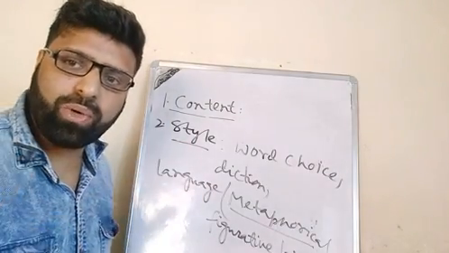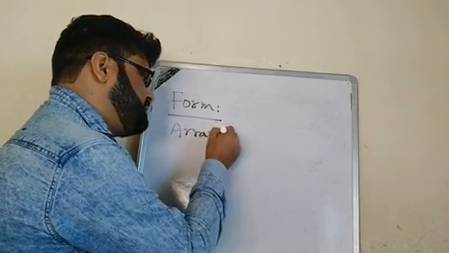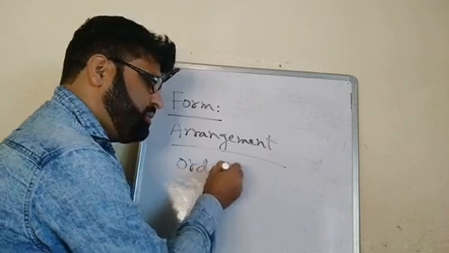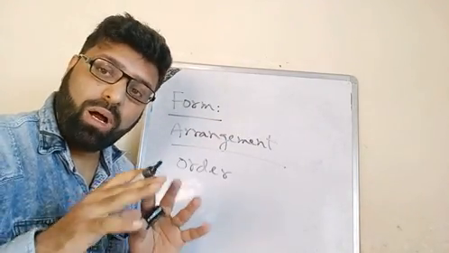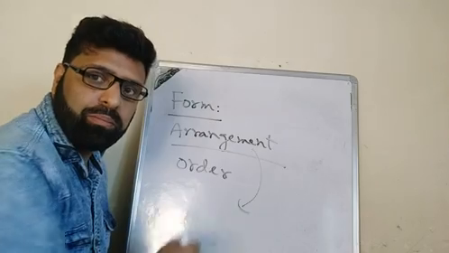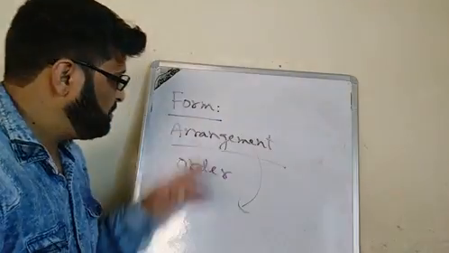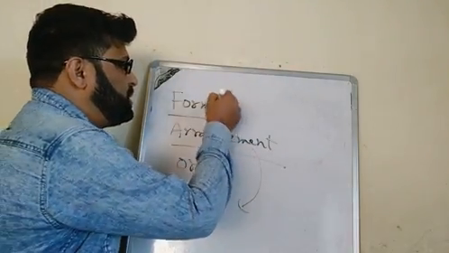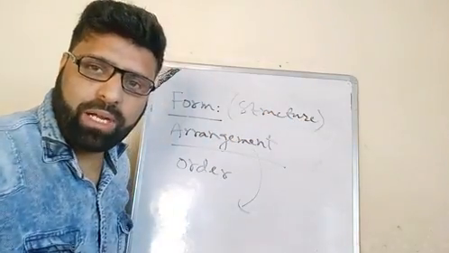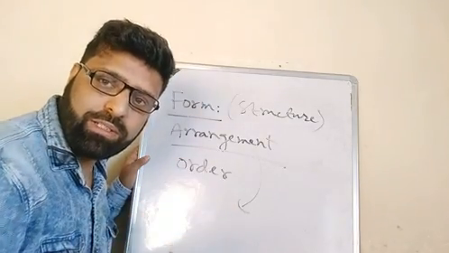Now the last thing is form. In form we talk about the arrangement or order of the sentences. How a writer structures, how a writer arranges the sentences in the content, in the body of a story. That's called form. Form can also be called structure. In form, a writer focuses on the arrangement of sentences, the sequence and order of sentences.